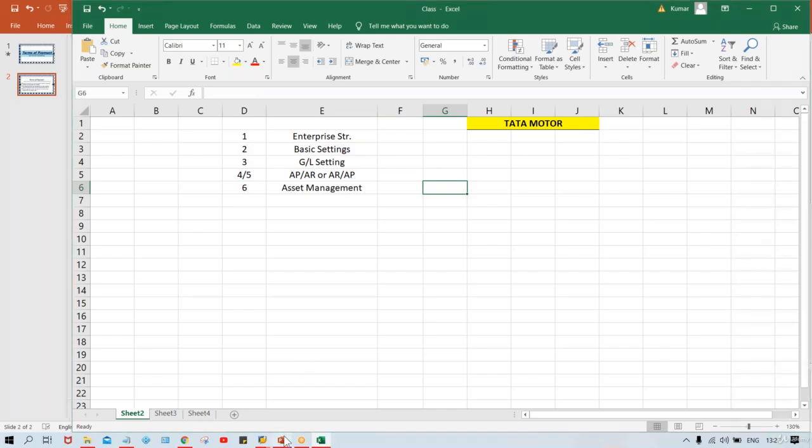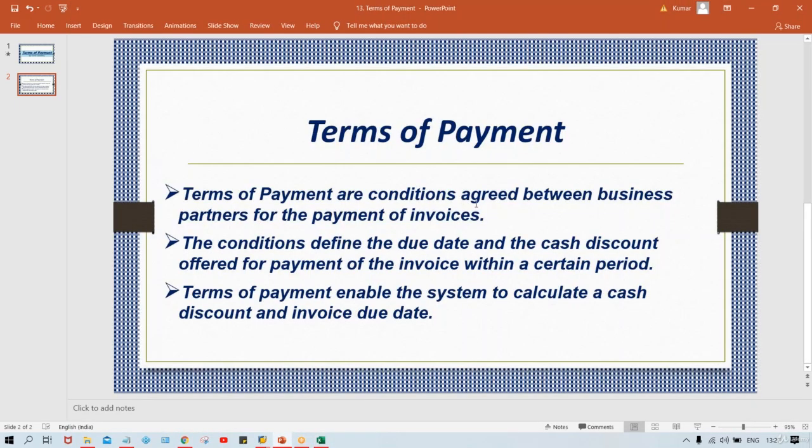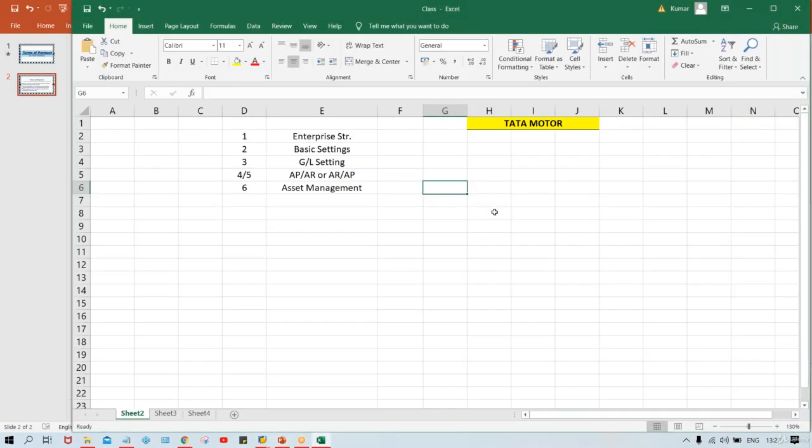So what are terms of payment, guys? Look here. Payment terms are the conditions agreed between business partners for the payment of invoices. Whichever invoices are paid, let's suppose we are in accounts payable, so take the example of a vendor itself. Now, multiple invoices we have posted.